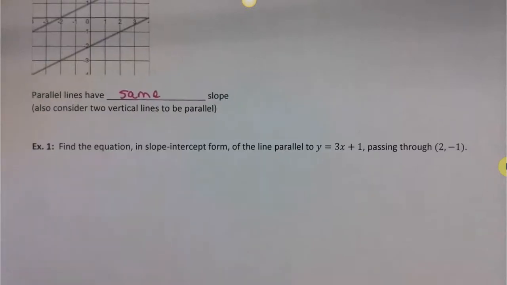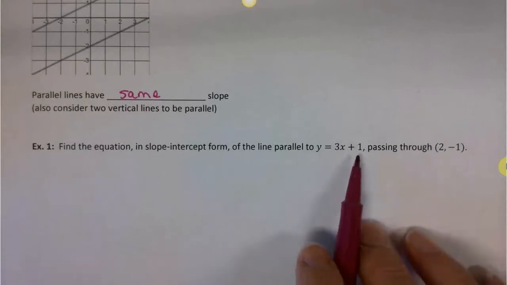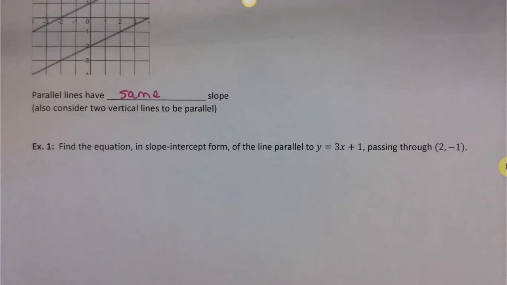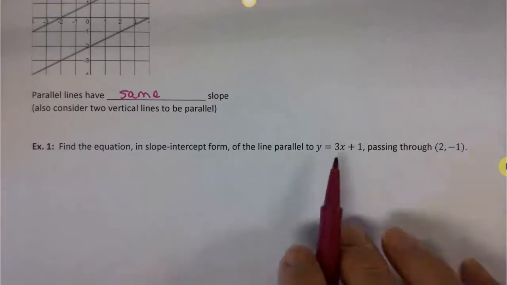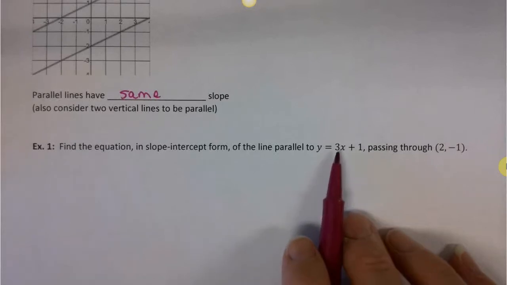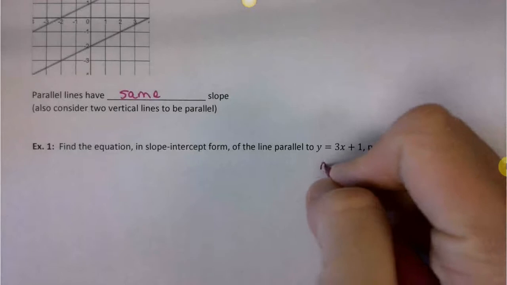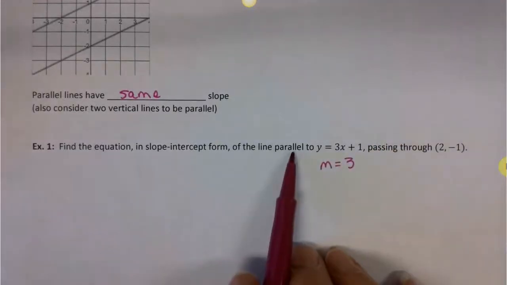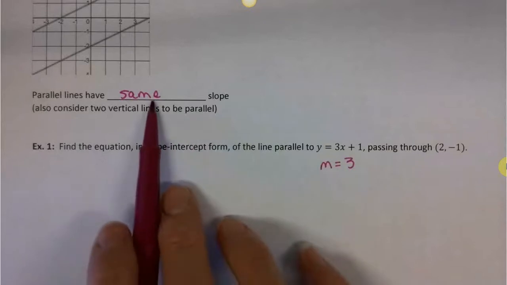But we want to be able to find an equation in slope-intercept form of the line that's parallel to this one, passing through the point (2, -1). So first of all, we need to recognize that since this line is in slope-intercept form, the slope of this line is the coefficient on the x, so m is equal to 3. And then if we're trying to find a line parallel to this one, it's going to have the same slope. It is also going to have a slope equal to 3.